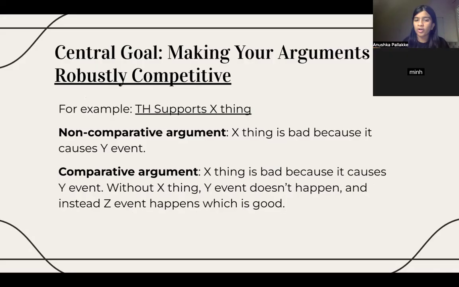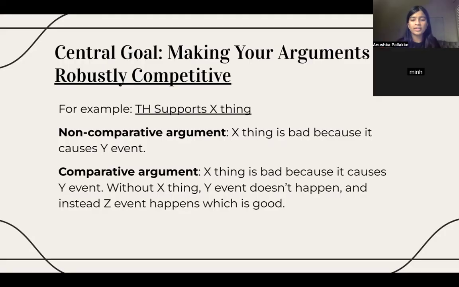It's just like an individual argument isolated on its own, XYZ. However, we can transform this into a comparative argument and make it significantly more likely to win and also more robust. We can say that X thing is bad because it causes Y event. Without X thing, Y event doesn't happen, and instead Z event happens, which is good.